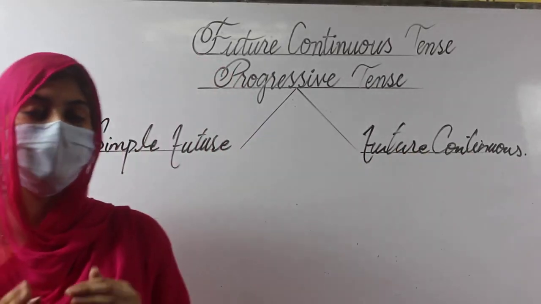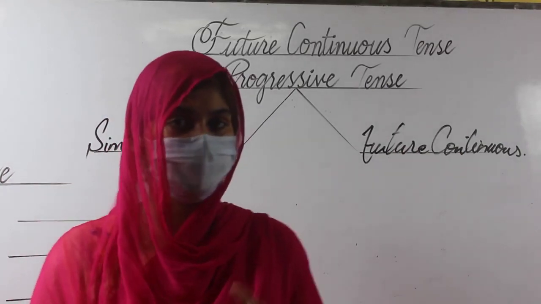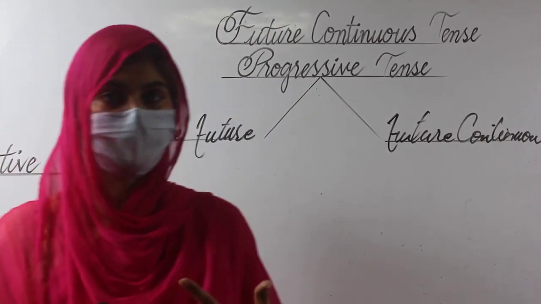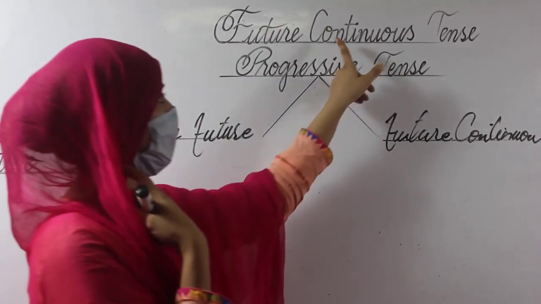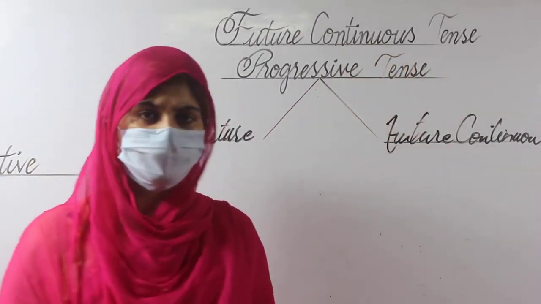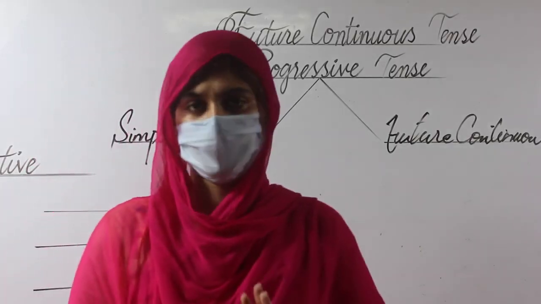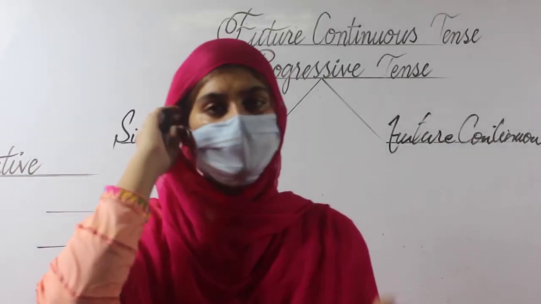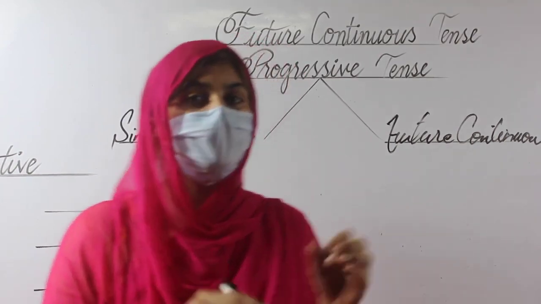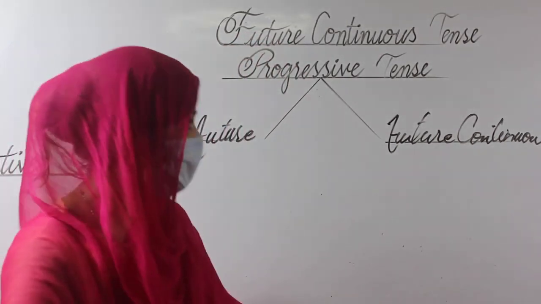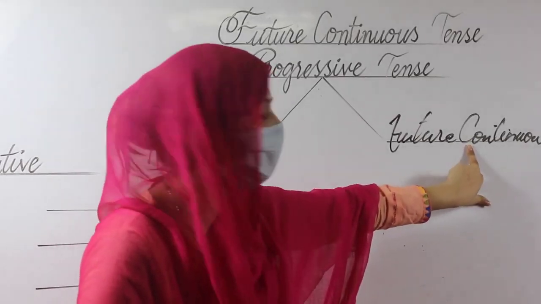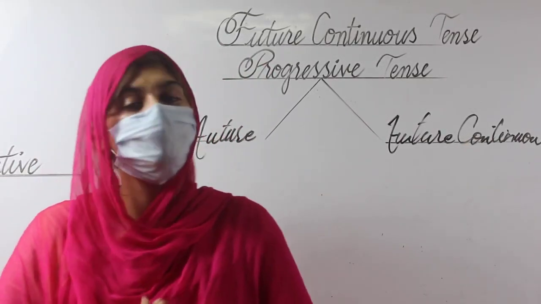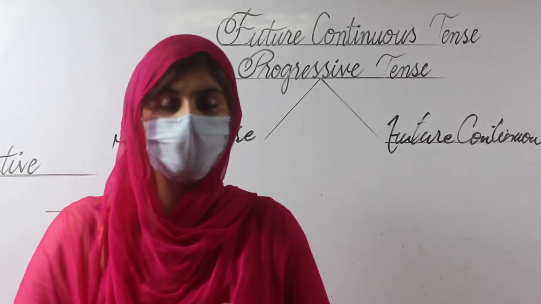If we talk about the helping verb of both these tenses, then the helping verb of the simple future is will or shall. The helping verb of the future continuous tense has only a little difference, because the future helping verb remains the same, will or shall. We only make a change with the use of the continuous: be is added. The future continuous helping verb will be "will be" or "shall be."